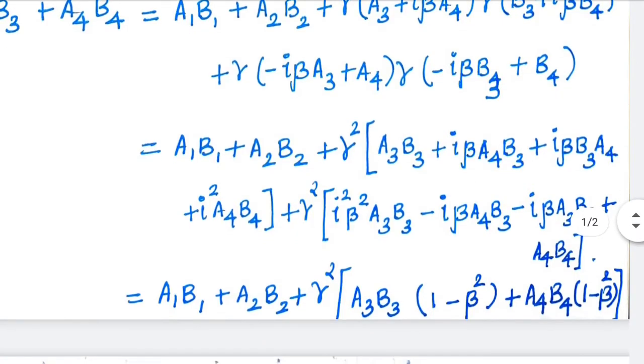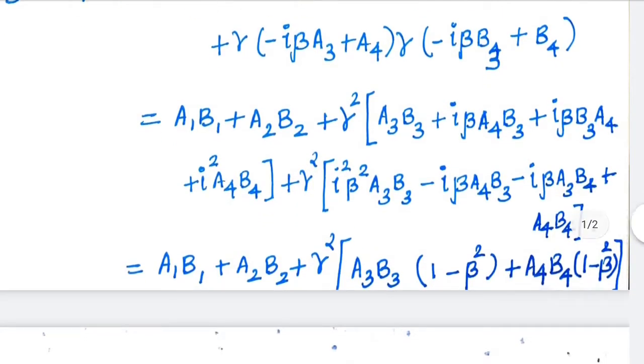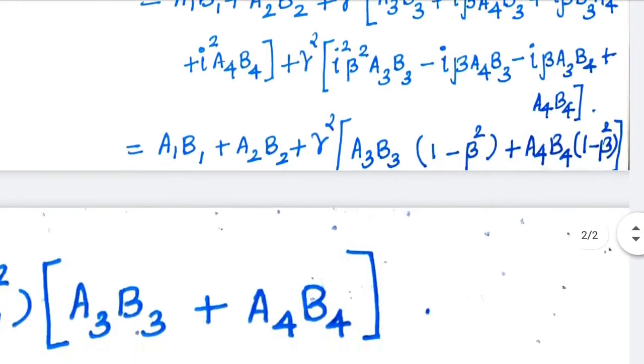In a similar way we can write the fourth component also. So it simply rearranges to A1 B1 plus A2 B2. The gamma square is common in the third term and fourth term, so it is taken out. So we can club A3 B3 plus i square beta square A3 B3 as A3 B3, within that we will have 1 minus beta square. In the same way we will have for A4 and B4. So the remaining terms get cancelled.